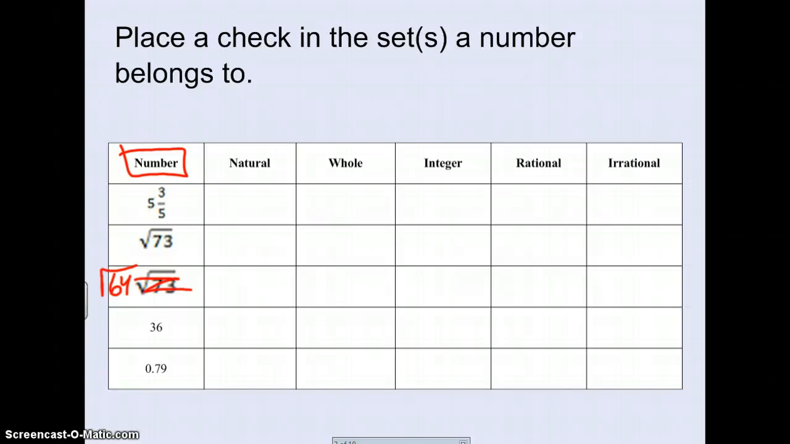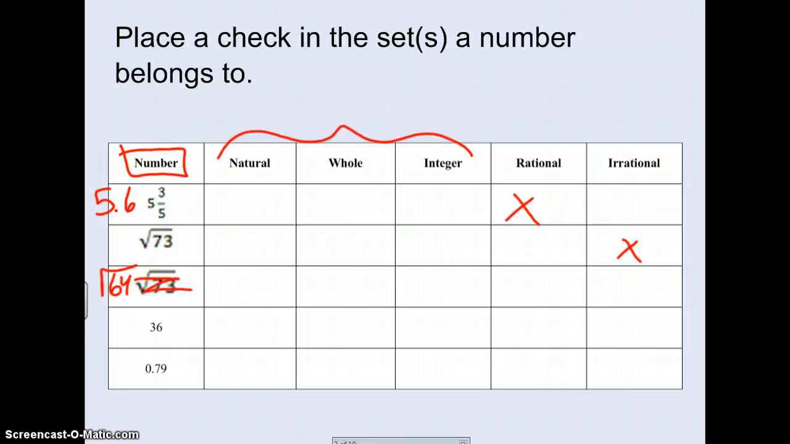So 5 3/5. We know it's written as a fraction, so we know that it has to be rational. As we look, if it's rational, it could also be one of these first 3. In this case, because it's a decimal, 5.6, it doesn't fit into any of these other 3 categories. Okay, the square root of 73 is not a perfect square. And when we have something that's not a perfect square, it has to be irrational. If it's irrational, it won't fall into any other category.